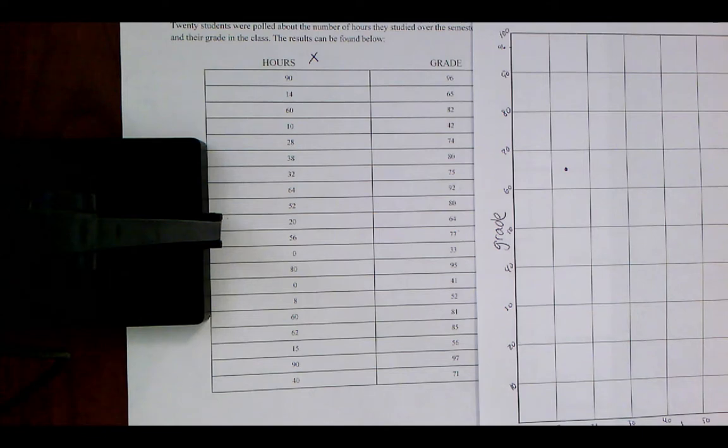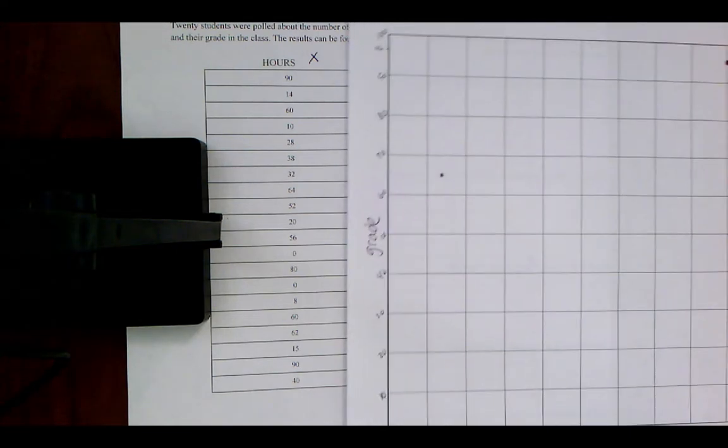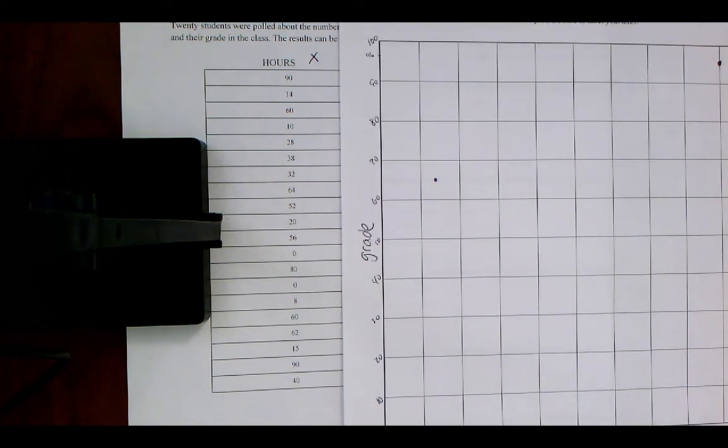I just realized you could obviously have just paused the video too. That would have made a whole lot more sense. So if you pause the video and finish filling this thing out, awesome. If not, that's okay.